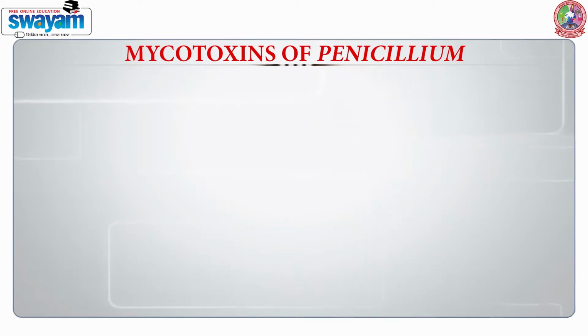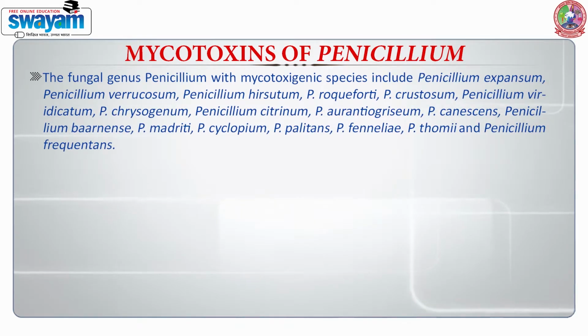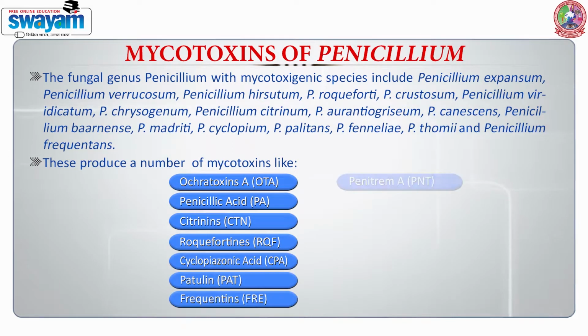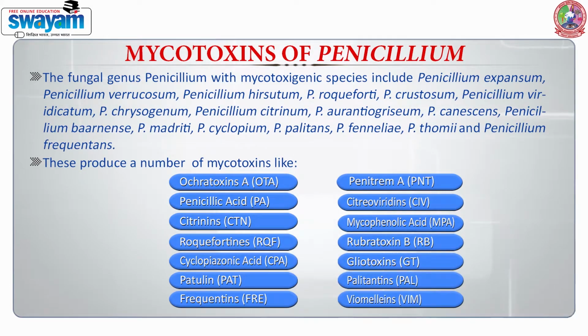Mycotoxins of Penicillium are produced by some species of fungi like Penicillium expansum, Penicillium verrucosum, Penicillium hirsutum, Penicillium roqueforti, Penicillium crustosum, Penicillium viridicatum, Penicillium chrysogenum, Penicillium citrinum, etc. These produce a number of mycotoxins like ochratoxin, penicillic acid, citrinin, roquefortines, cyclopiazonic acids, patulin, etc.